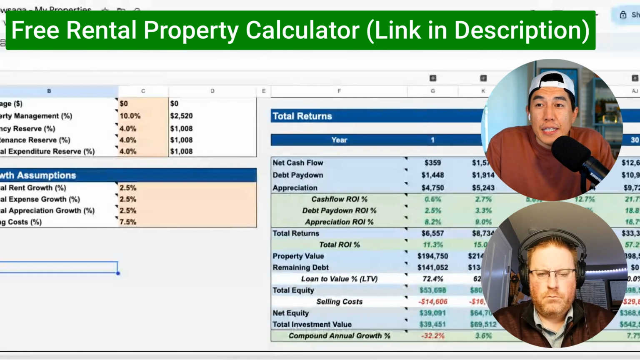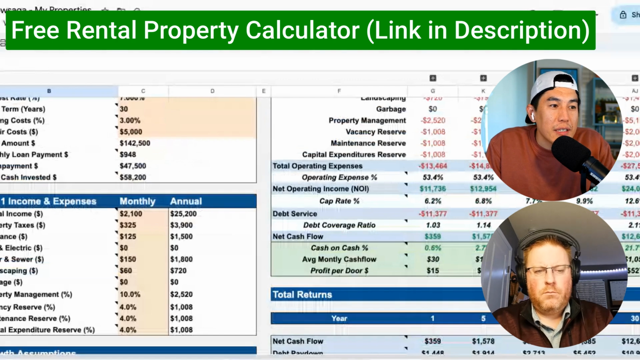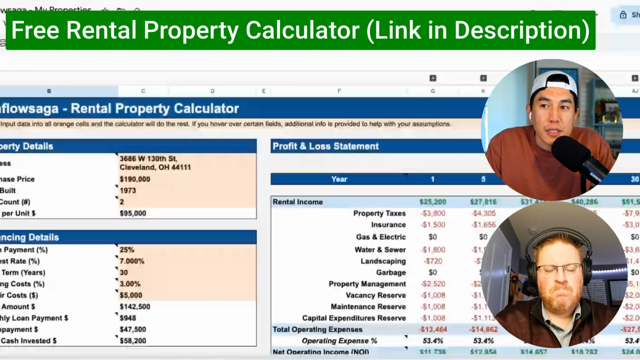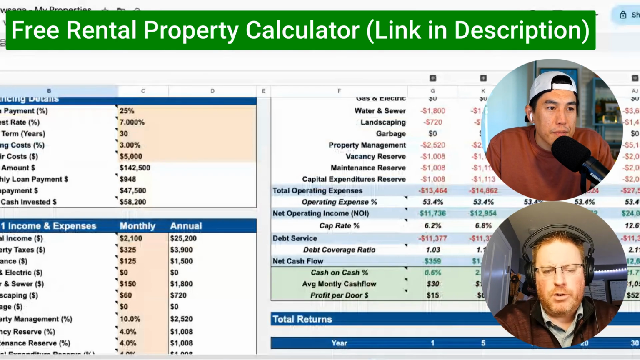So Mike, do we feel good about everything we've input here? We can move towards the analysis. No, I think we built out decent assumptions across the board.